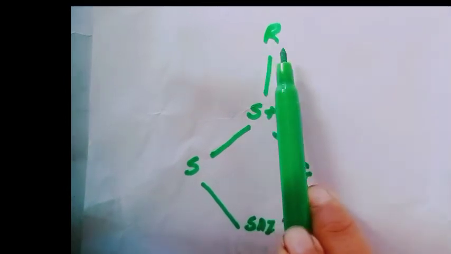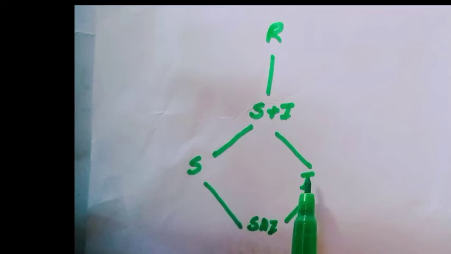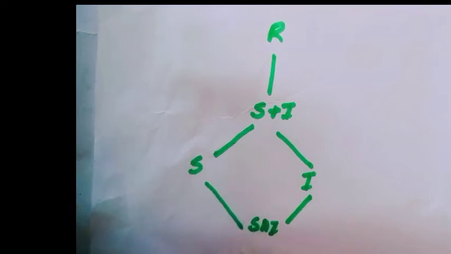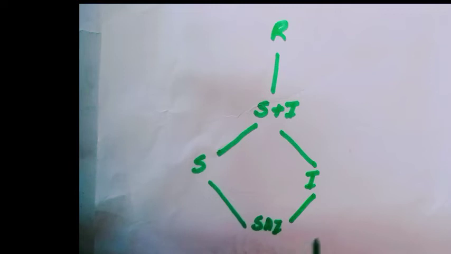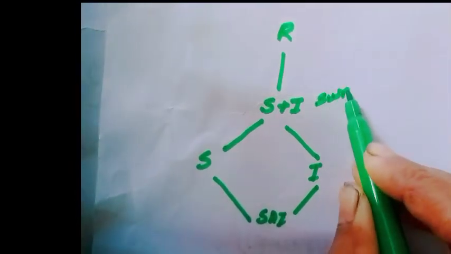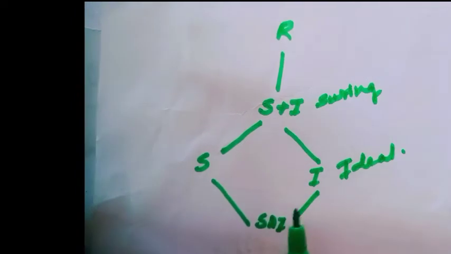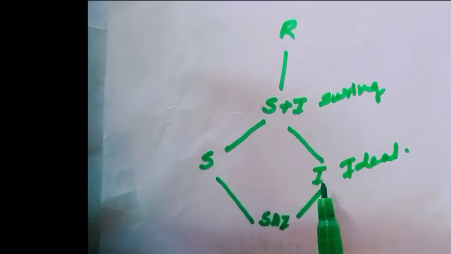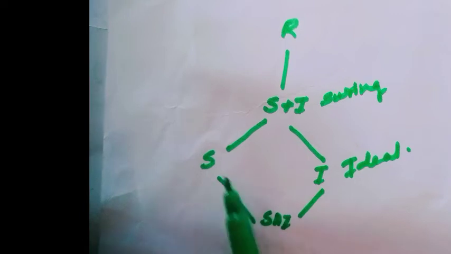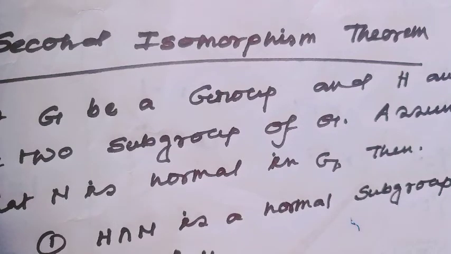This is the picture. Here the whole ring R contains S plus I, and S plus I contains both S and I, and both contain S intersection I. Here S is the subring and I is the ideal. Then by the second isomorphism theorem, S plus I modulo I is isomorphic to S modulo S intersection I. This is the same as the second isomorphism theorem of group theory.